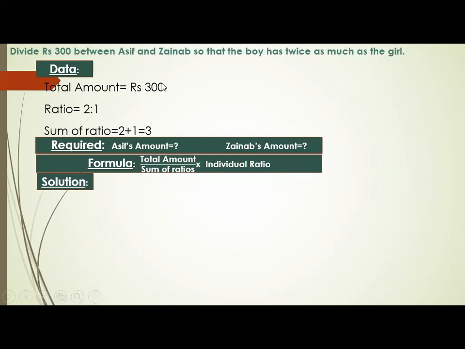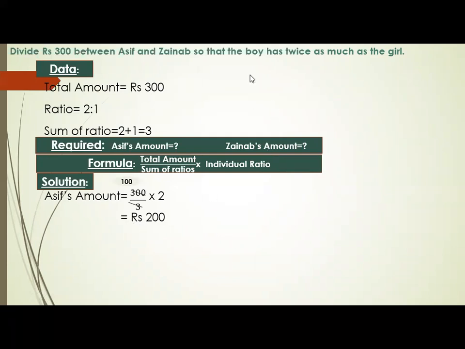So in Asif's amount we can write here total amount 300 over sum of ratio, that is 3, multiplied by 1 or 2? Yes, 2. So here we get Asif's amount: 300 over 3 multiplied by 2. Here the simplification is very easy. 3 ones are 3 and 3 hundreds are 300. And 100 twos are 200, so we get rupees 200. We are discussing the amount, Fatma, so we have to mention rupees there. Very good, Fatma.